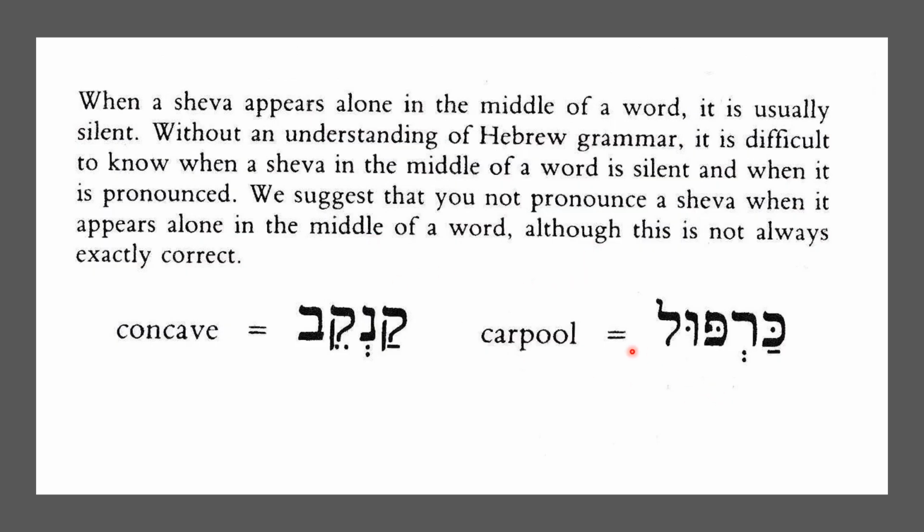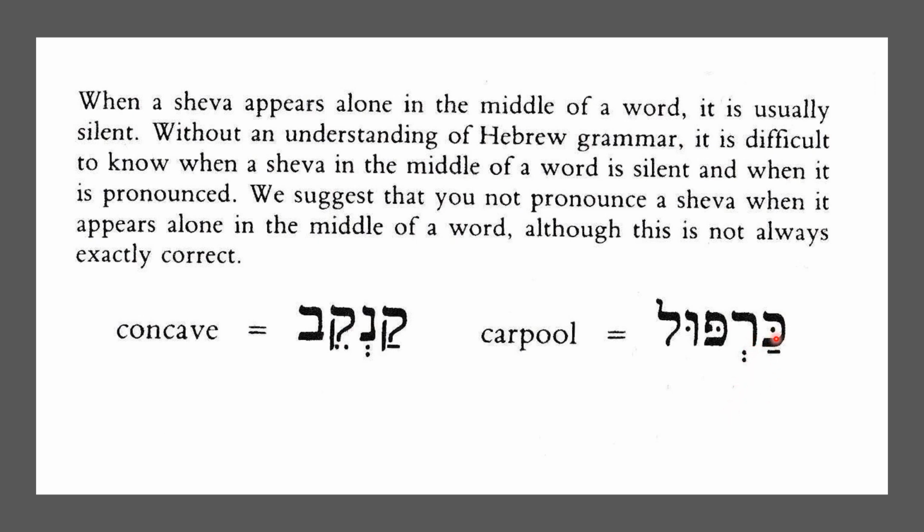So here's where there are some grammar rules that you would consider in understanding whether the shava is vocal or silent. As I say here, without an understanding of Hebrew grammar, it's difficult to know when a shava in the middle of a word is silent and when it's pronounced. So their suggestion, and it's a good suggestion, is that you not pronounce a shava when it appears alone in the middle of a word, although this isn't always correct. Especially if it's under the second letter in a word, it most likely is going to be ending the syllable before it.